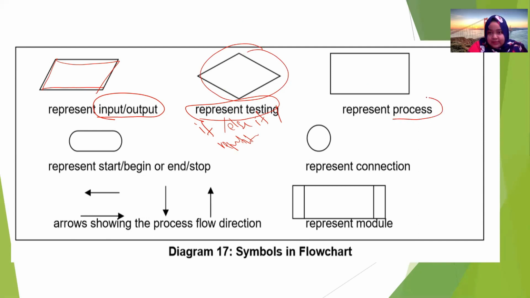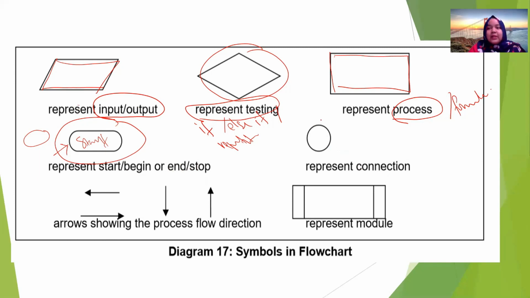Berkenaan dengan proses, maksud proses adalah formula. So formula kena letak dalam kotak rectangle. Okay, nampak? Start, begin or end or stop, ini dia punya bentuk. Boleh jadi kadang-kadang dia bulat. Tapi sebenarnya bentuk dia yang ini lepas tu letak start. Macam tu.